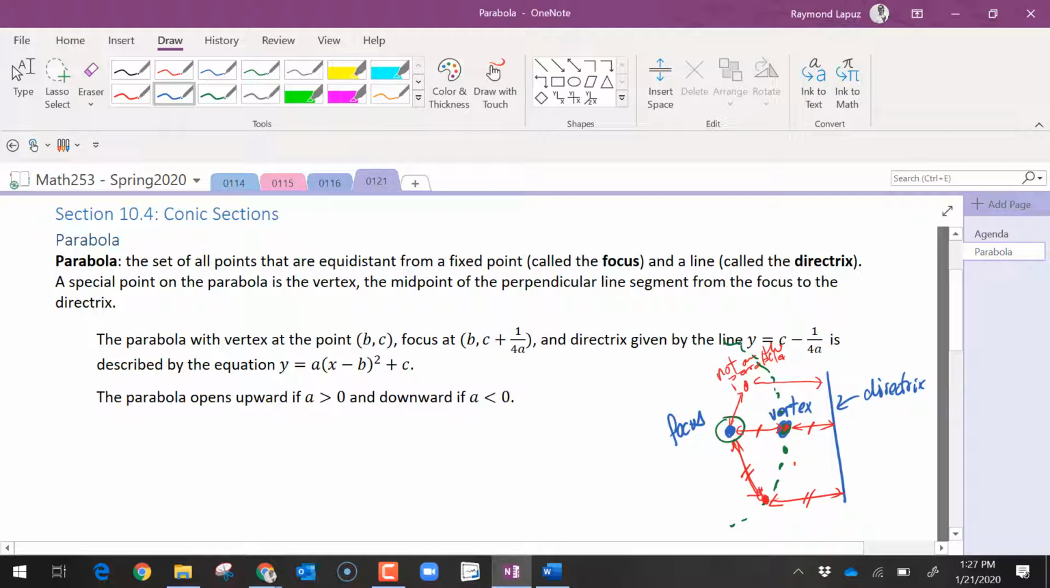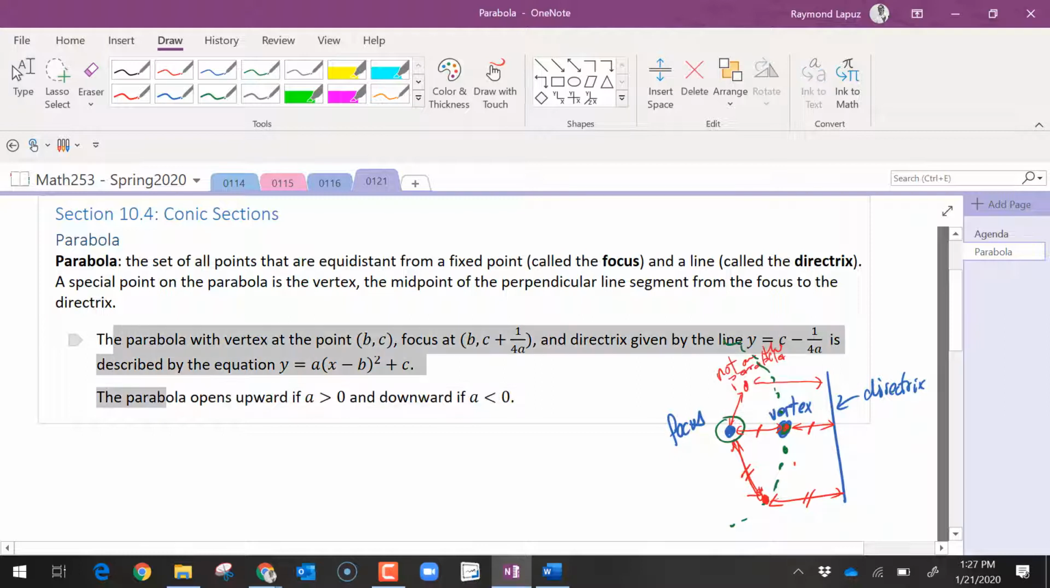Okay. Now the idea of a parabola is that it could go sideways, it could go up, or go down, and it just depends on what the equation is. So this set of paragraphs here talks about parabolas that are going up or down.